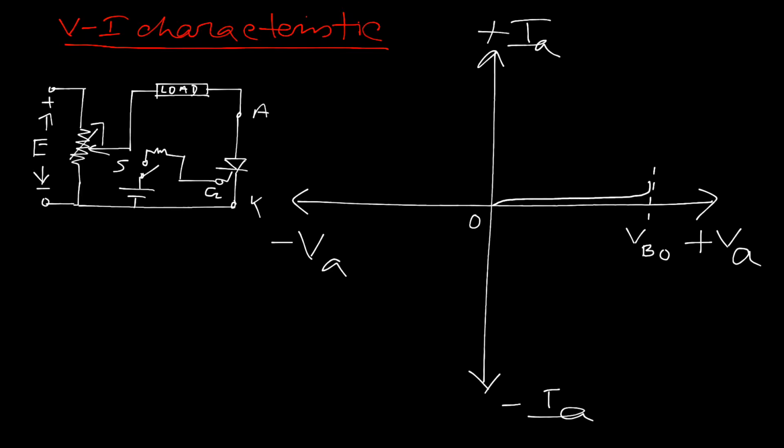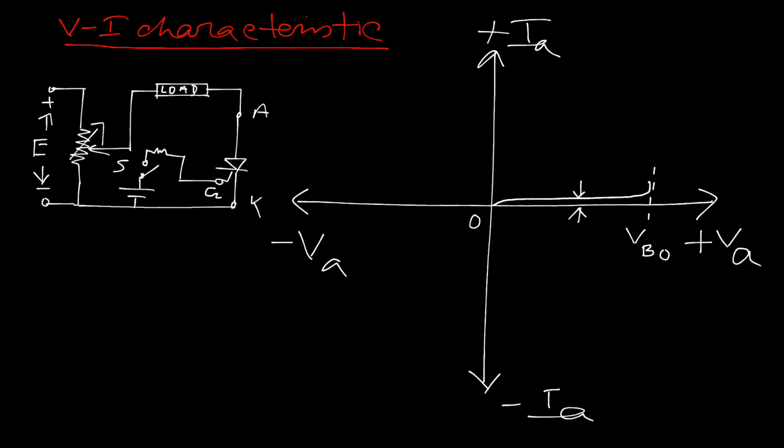In this mode of operation, only the leakage current flows throughout the switch, which is very small in magnitude and very negligible. After we cross the voltage, or try to increase the voltage above VBO, then what happens? Then the switch is in the on state.